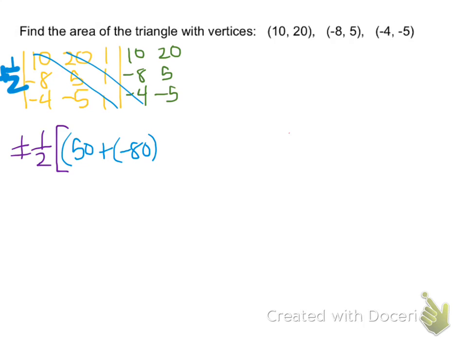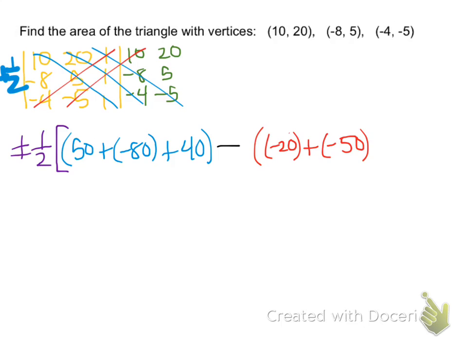20 times 1 times negative 4 is a negative 80, and then 1 times -8 times -5 is a positive 40. So those are our down diagonals. Now we're going to subtract our up diagonals: -20 plus a -50 plus a -160.